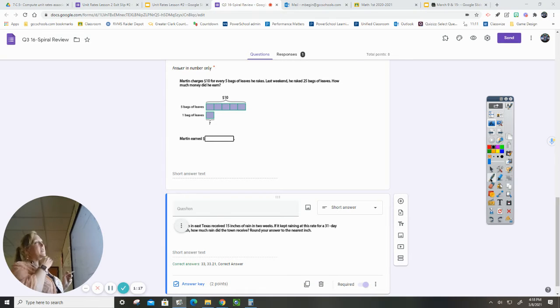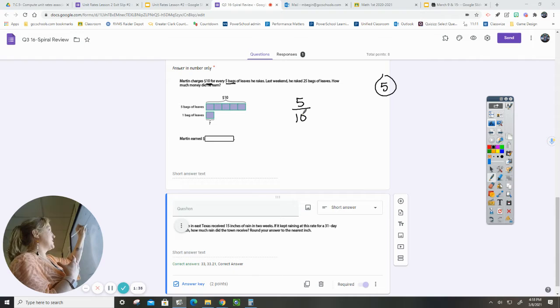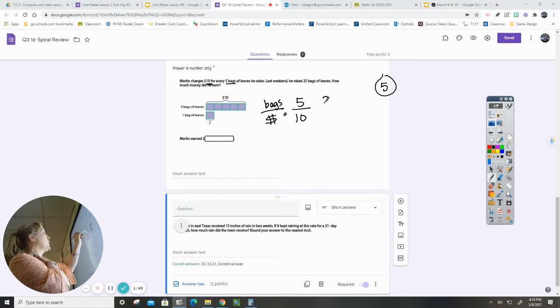Okay. This one right here, I had a little trouble before, but there's a couple of ways to go about it. I've seen students that have just drawn the 5 bags because it says for every 5 bags, he gets $10. We're working on unit rates right now, so every 5 bags, he gets $10. Okay, last weekend, though, he raked 25 bags, so I'm keeping that at the top, and we don't know how much money he gets. So I'm going to cross multiply, then I'm going to divide.